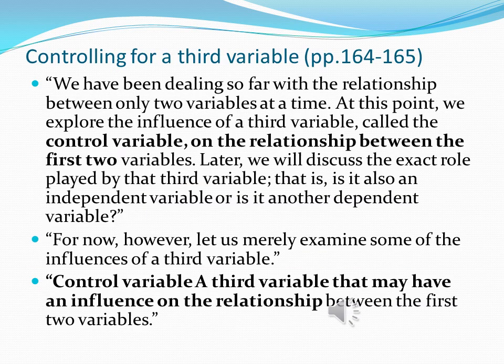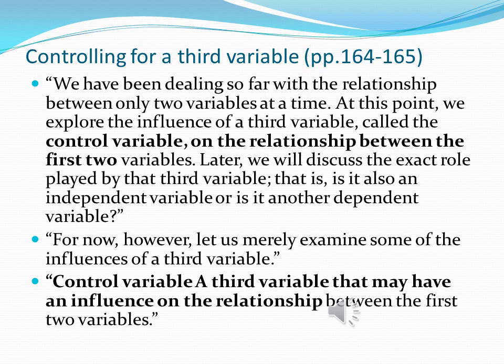Controlling for a third variable, pages 164 to 165 of your Sirkin text. These are quotes from there. We've been dealing so far with the relationship between only two variables at a time. At this point, we explore the influence of a third variable, called the control variable, on the relationship between the first two variables. Later, we will discuss the exact role played by the third variable. That is, it is also an independent variable, or it is another dependent variable.